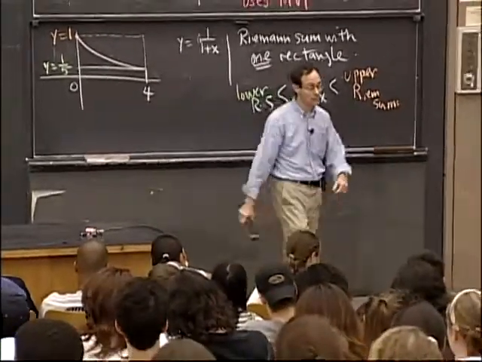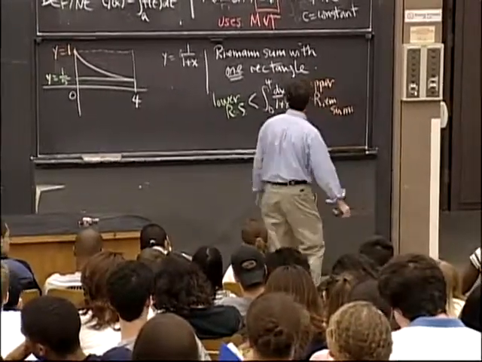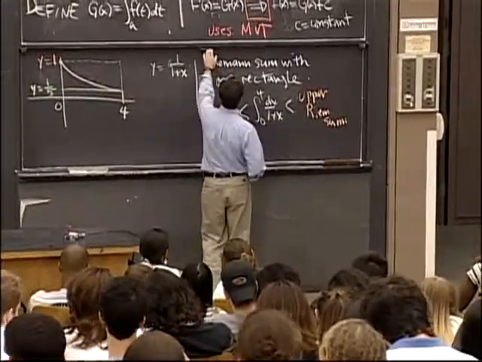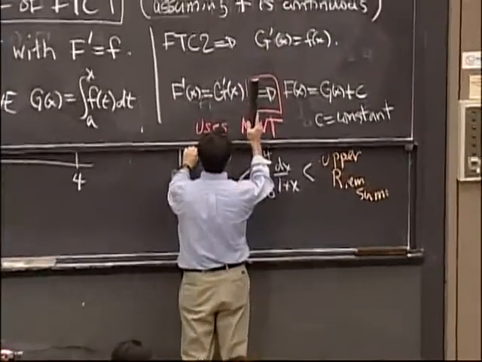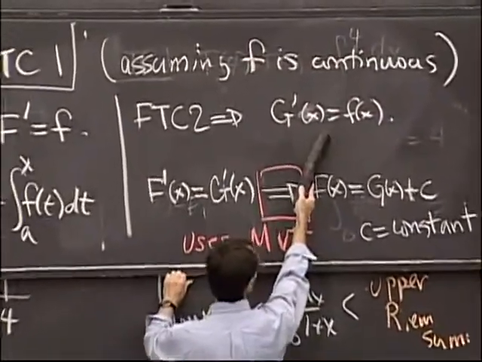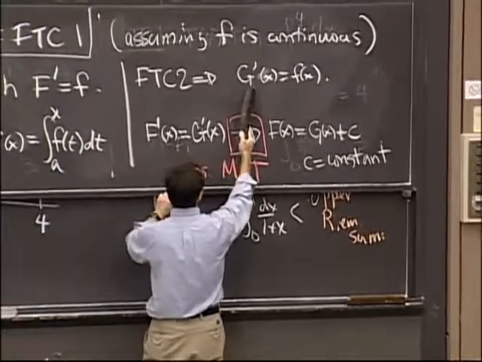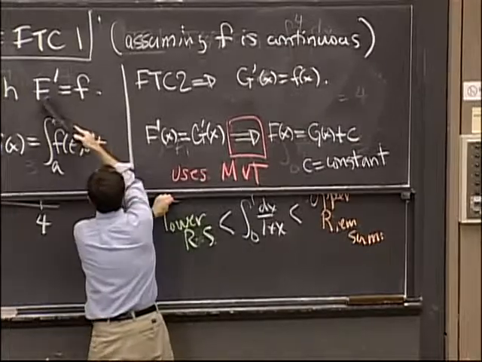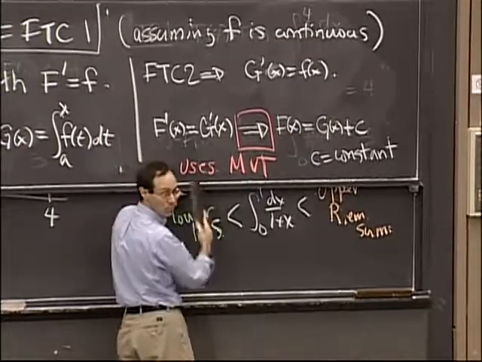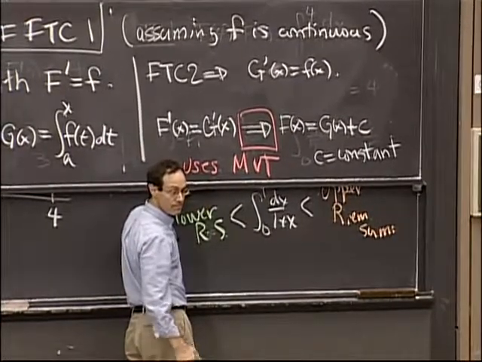Yes? From the fundamental theorem to f prime of x equals g prime. The question is, how did I get from here to here? And the answer is that if g prime is little f, and we also know that f prime is little f, then f prime is g prime. Okay?